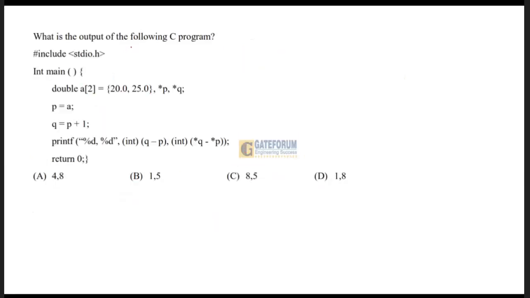The question is, what is the output of the following C program? And it was asked for 2 marks. The question is based on the concept of pointers. And if you can see here, we are using the data type double. So what we are doing: double A equal to this data set is given, and thereafter pointers are defined, *P and *Q. They are double pointers. The data type is double. They are not integer data pointers. They are double data pointers.